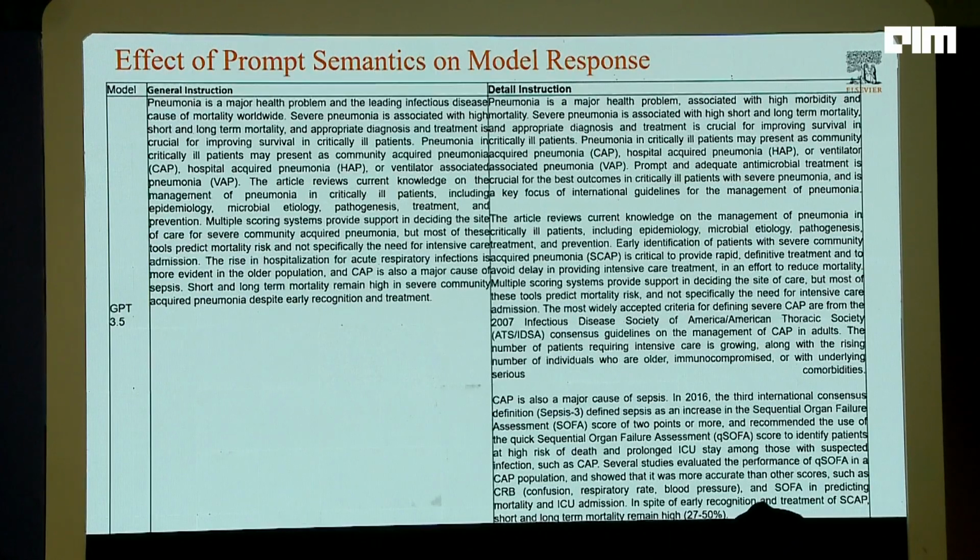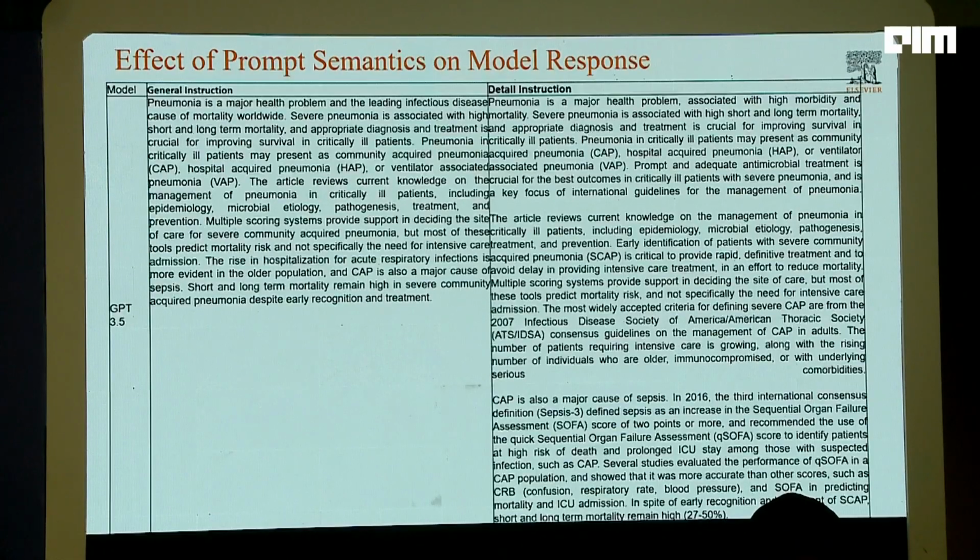There was a large text, and it just gave the summary. But when the detailed instructions were given, you can see that there is one paragraph, second paragraph, third paragraph. So it generated paragraph-wise summaries. It didn't mention, amongst these paragraph-wise summaries, where is the merged summary and where is the section-wise summary.